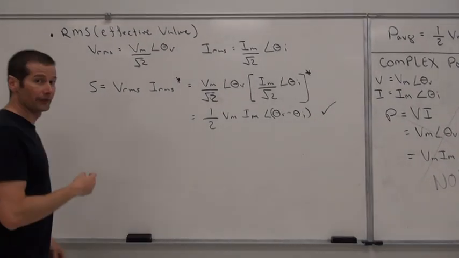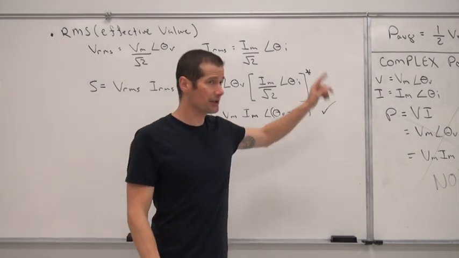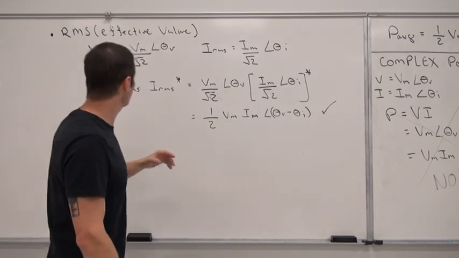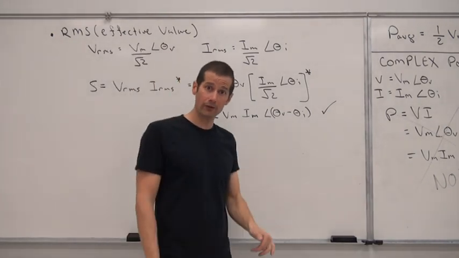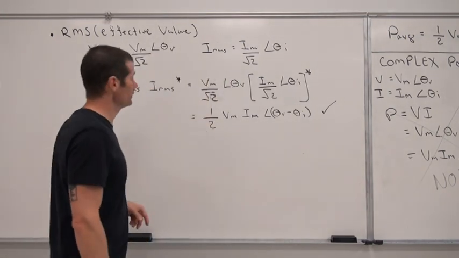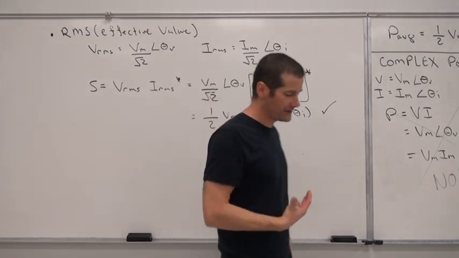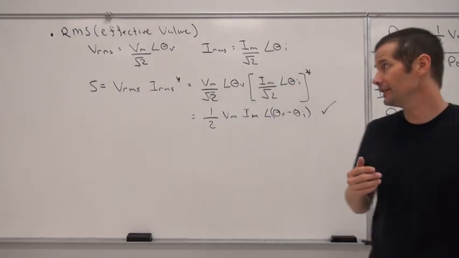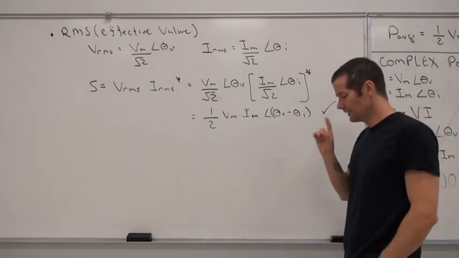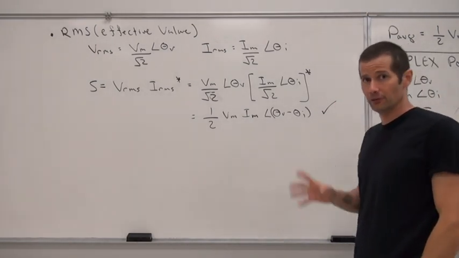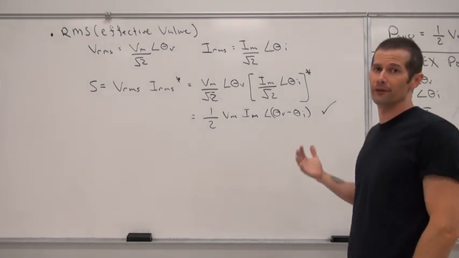So essentially, when we want to map back to S is equal to 1/2 V times I conjugate, we're going to start looking at something called the RMS, which stands for root mean squared, or what we call effective value. Now, what is RMS? What is the effective value? Essentially, these are standards, and more so a convention, that we utilize to make our calculations of real power very, very, very easy.